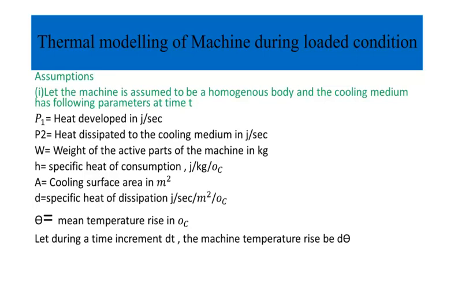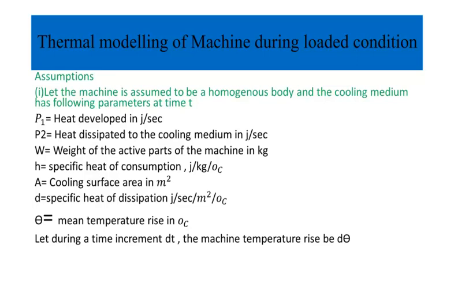Some assumptions we have taken: the machine is assumed to be a homogeneous body and the cooling medium has the following parameters at time t. P1, heat developed in joule per second. P2, heat dissipated to the cooling medium in joule per second. W, weight of the active parts of the machine in kg. H, specific heat of consumption in joule per kg per degree centigrade. A, cooling surface area in meter square. D, specific heat of dissipation in joule per second per meter square per degree centigrade. Theta, mean temperature rise in degree centigrade.